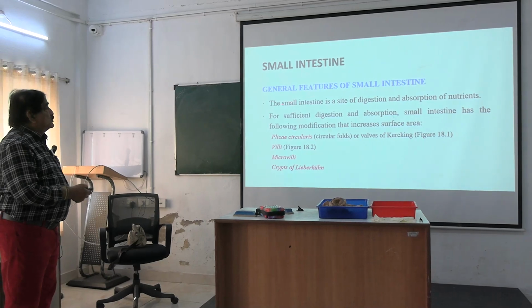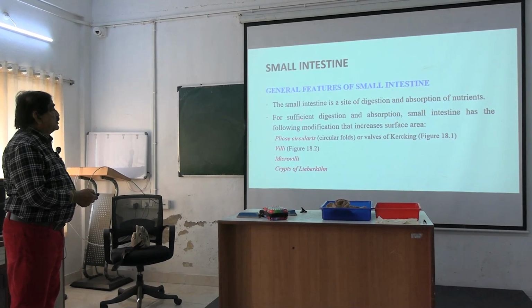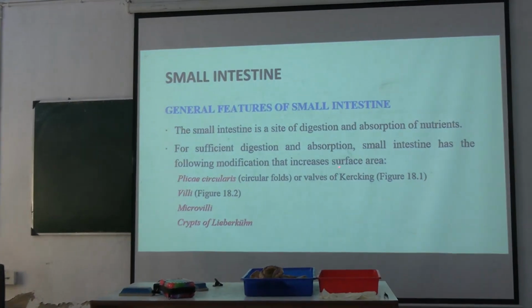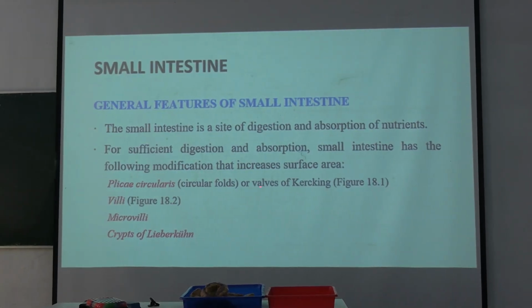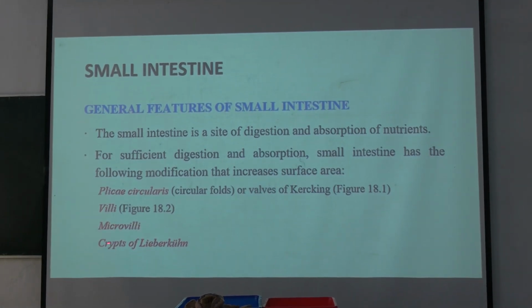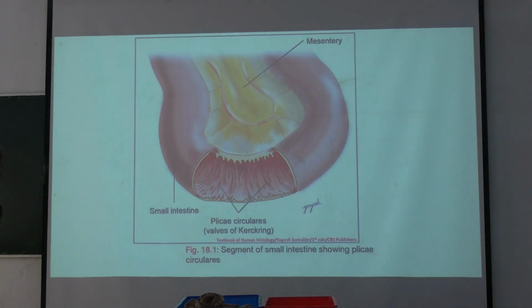The general feature of the small intestine is that it is a site of digestion and absorption of nutrients. For sufficient digestion and absorption, the small intestine has the following modifications that increase surface area: plicae circulares, circular folds or valves of Kerckring, villi, microvilli, and crypts of Lieberkühn. Now, when you see this viscera, see, this is the mesentery.